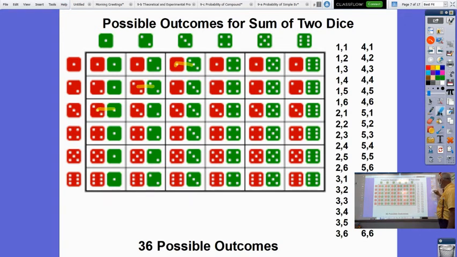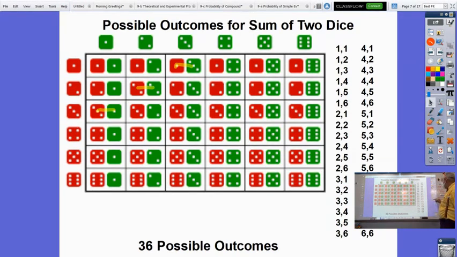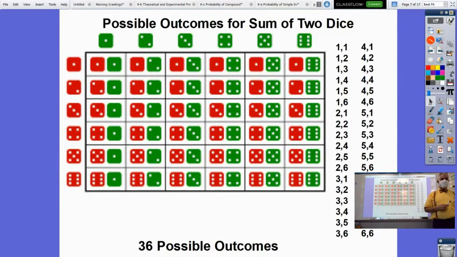Is it 8? Yeah. How many ways are there to get a 7? 64? There's only 36 possible results. There are 6 different combinations that give you a 7 as the sum. 6 different results: a 6 and a 1, a 5 and a 2, a 4 and a 3, a 3 and a 4, a 2 and a 5, or a 1 and a 6. 6 different results give you a 7.